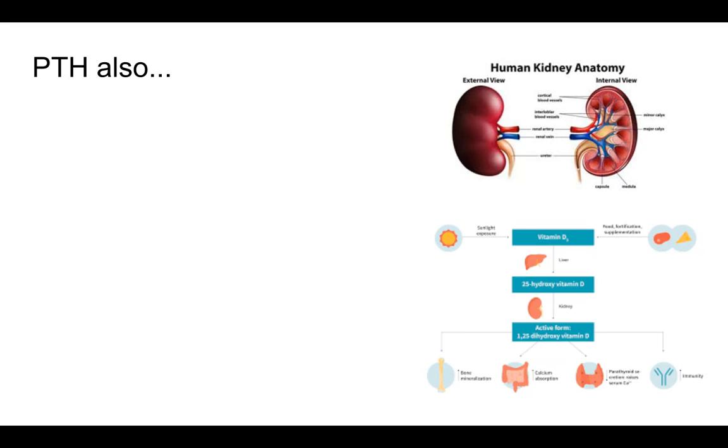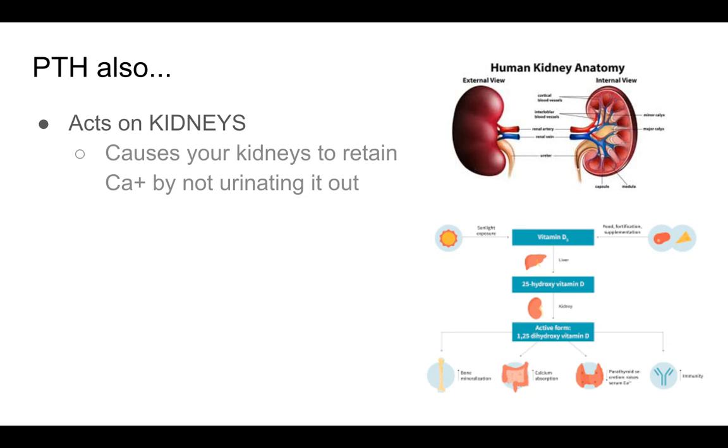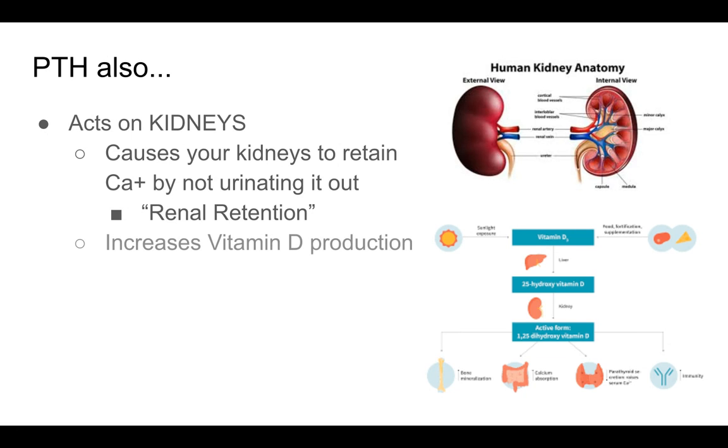Now, PTH also does something else. And so connected to calcium levels, PTH can work in your kidneys. And so I think it's pretty cool to sort of sidestep. In addition to what PTH does for osteoclasts, PTH will also go to your kidneys and do 2 things. First, it stops your kidneys from urinating out calcium. It says, hold on to the calcium because calcium is low in our blood. We need to conserve and save calcium. This is called renal retention. If we get to the urinary system this year, we'll talk more about renal retention.